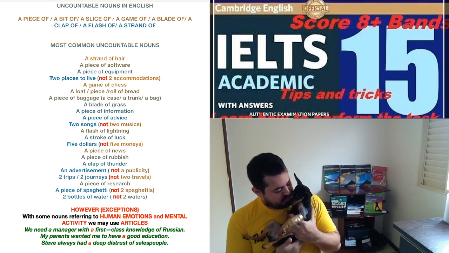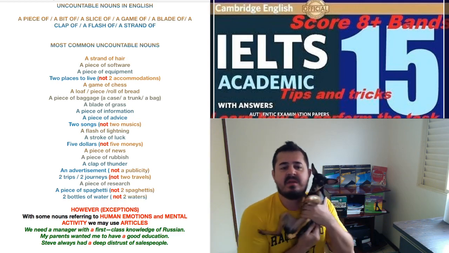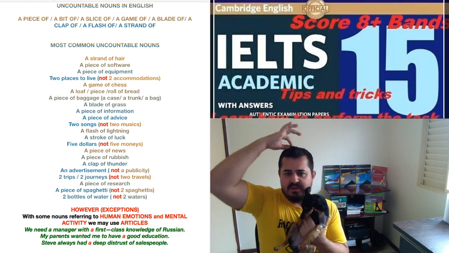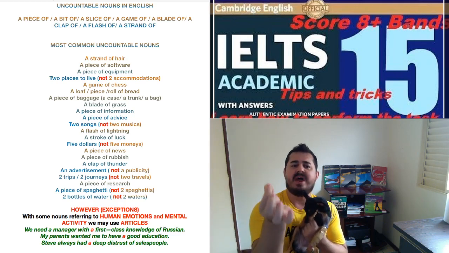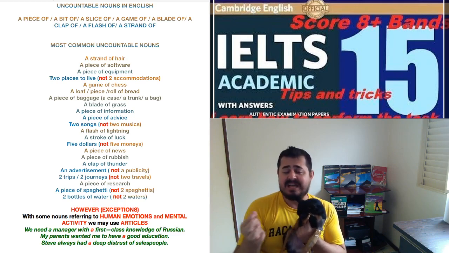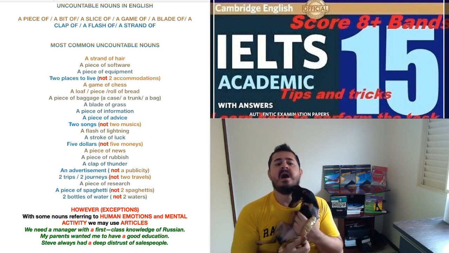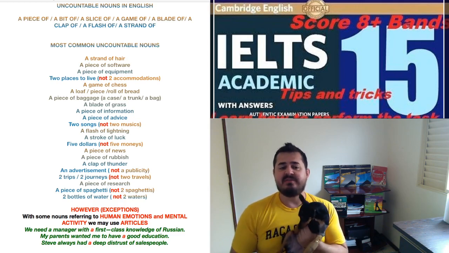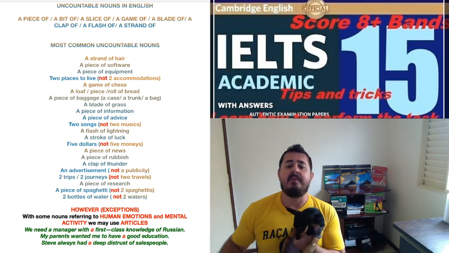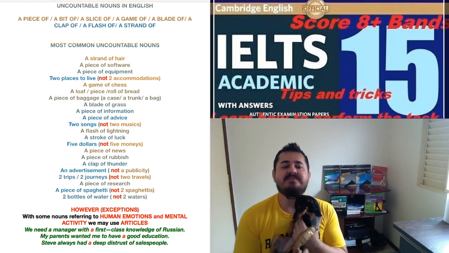Let's start. Number one, a strand of hair. It's called a strand of hair, not one hair, two hairs, three hairs. You cannot count 3 hairs, but you can count 3 strands of hair. A piece of software. If you have to install 2 softwares on your computer, you cannot say that. You have to say, I'm going to install 2 pieces of software.